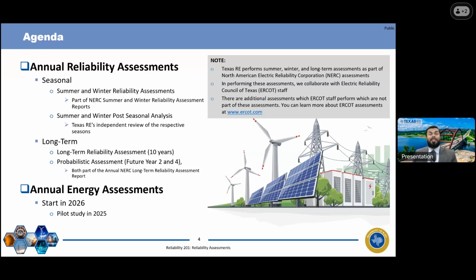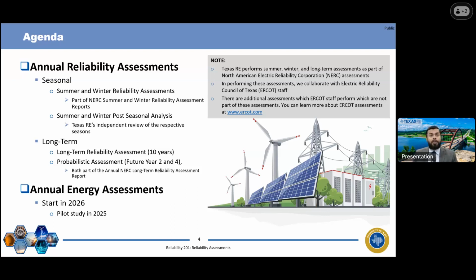Our long-term reliability assessments focus on the distant future. The 10-year outlook uses a deterministic analysis. Within the 10-year stretch, we focus on the second and the fourth year for our probabilistic analysis. We report on the findings from both our deterministic and probabilistic analysis in our long-term reliability assessment.